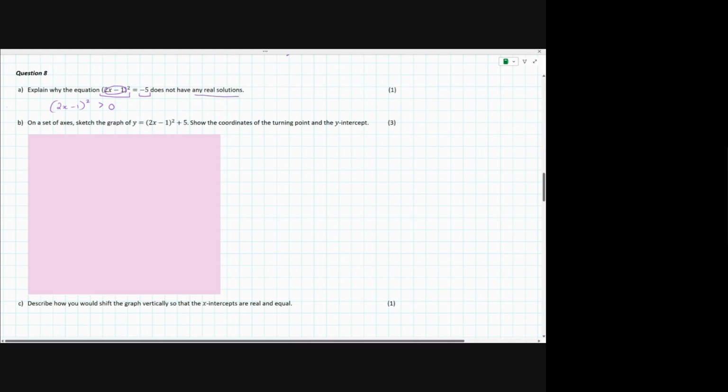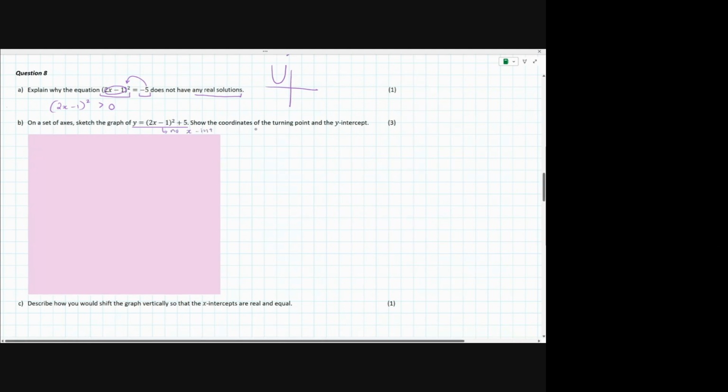Now, if we think about what this means in terms of a graph of a parabola, no real solutions means that the parabola doesn't intersect the x-axis. So there will be no x-intercepts. So if you now have a look at this next question, I'm saying on this set of axes, sketch the graph of y = (2x − 1)² + 5. All that's happened is I have used inverse operations to add 5 on both sides, so that I've got y equals. And because we have just established that this expression does not have any real roots, we should be able to make the link that there are no x-intercepts.